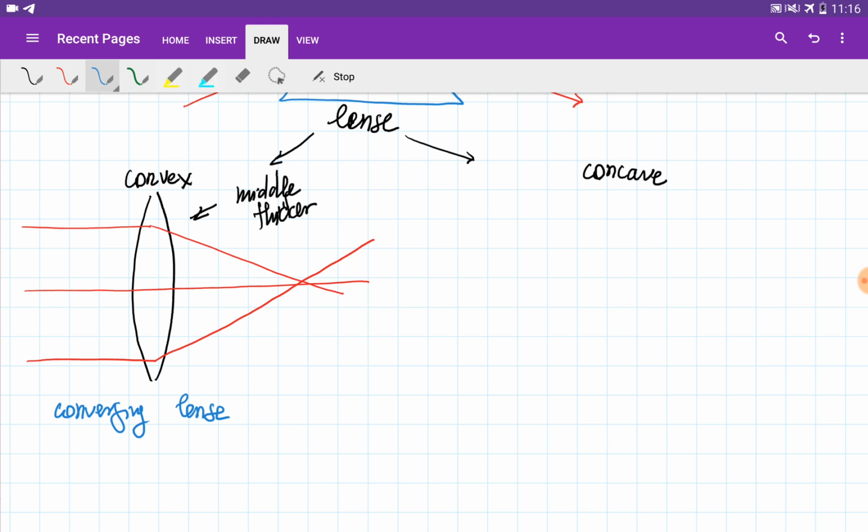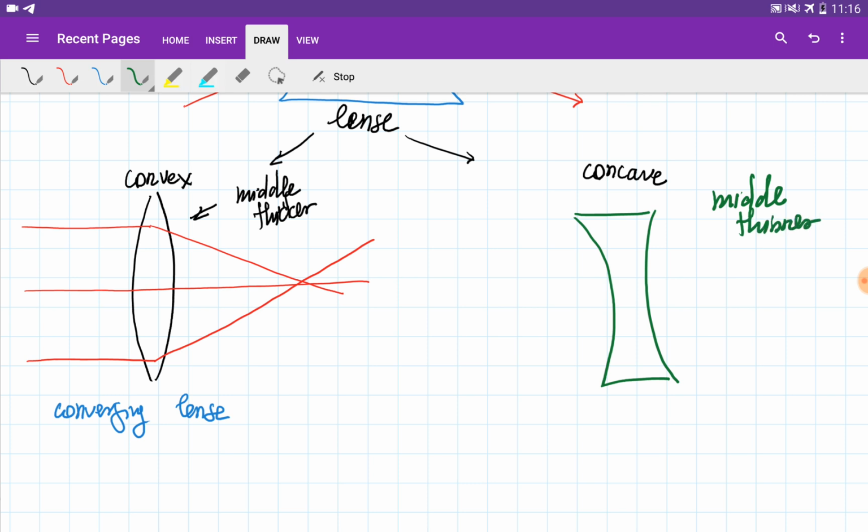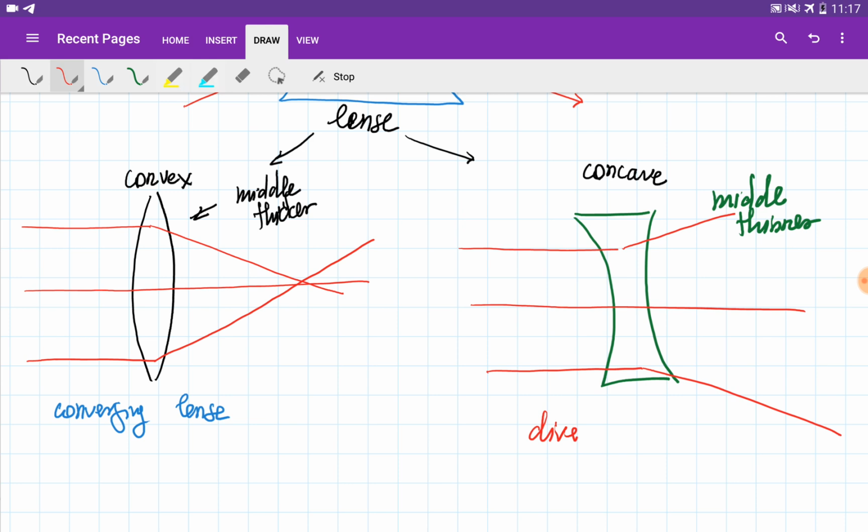We call the other type of lens concave, where the middle of the lens is thinner. Sometimes we call this kind of lens a diverging lens, because the light passing through this lens is going to diverge. In the center, it passes straight through, and at the top and the bottom, it is going to diverge after it passes through this lens. So this kind of lens is also called a diverging lens.